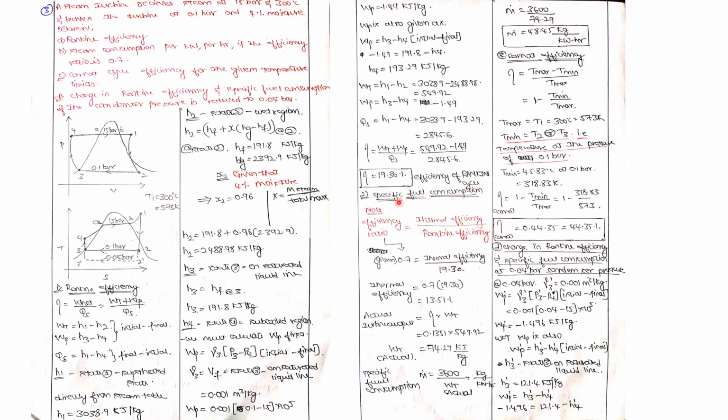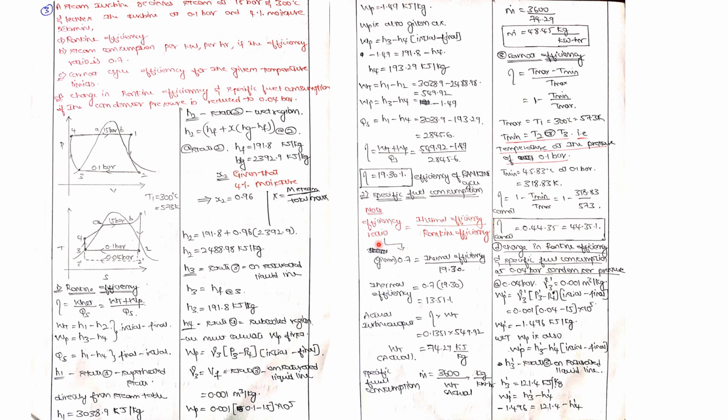Now we have to calculate the second part, the specific fuel consumption. First you have to take note: what is meant by efficiency ratio? Efficiency ratio is a new term in this particular problem. Efficiency ratio is given by thermal efficiency divided by Rankine efficiency. Take it down in bold letters in your notes. He has given the efficiency ratio as 0.7 in the problem.